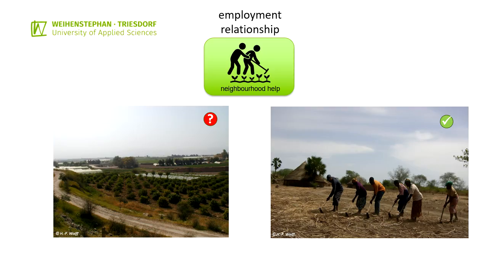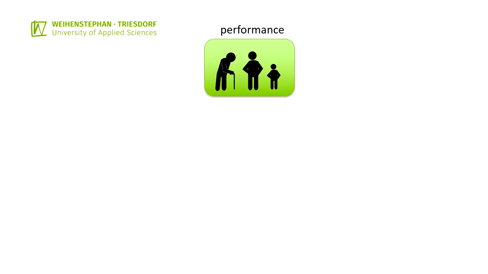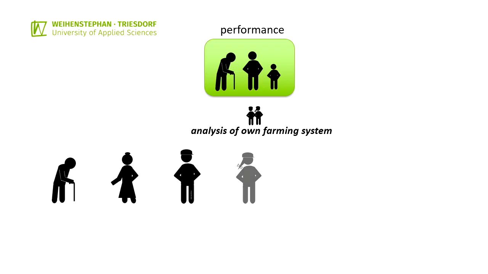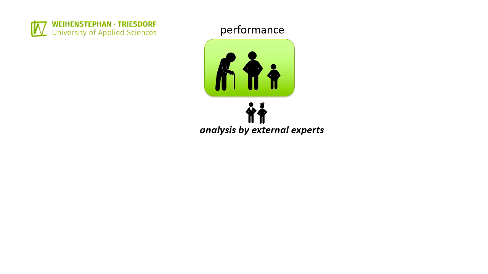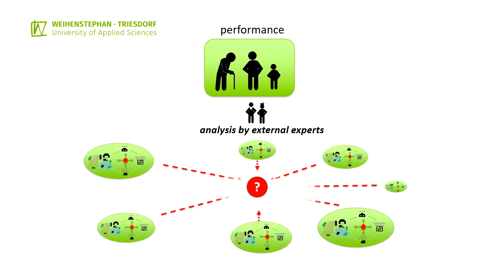A further classification criterion is the performance of available labor. In internal analyses by the decision-makers of a farming system, this distinction is based on the knowledge of the performance of the members of the workforce. However, an analysis by external experts requires a generalizable standard if more than one farming system is the subject of the investigation. This requires a reference point that represents the performance of a full labor force.